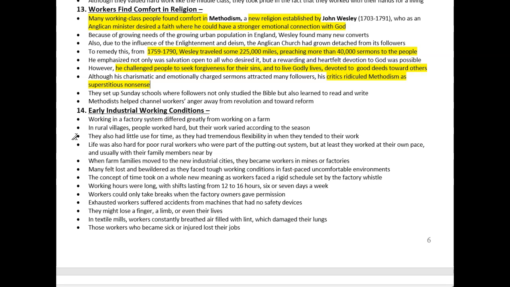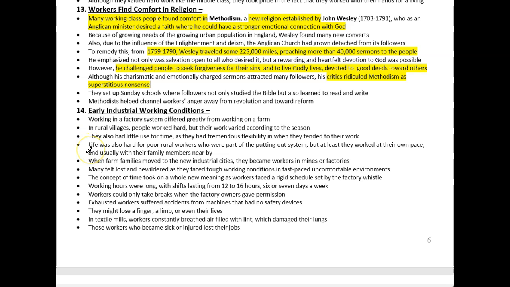The concept of time took on a whole new meaning as workers faced a rigid schedule set by the factory whistle. Working hours were long, with shifts lasting from 12 to 16 hours, 6 or 7 hours a day. Workers could only take breaks when the factory owners gave permission. Exhausted workers suffered accidents from machines that had no safety devices. They might lose a finger, a limb, or even their lives.